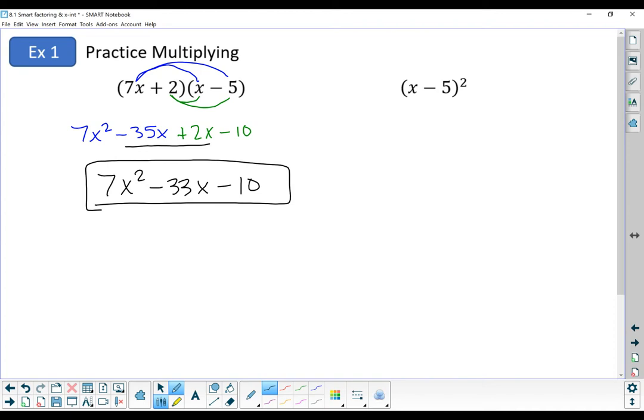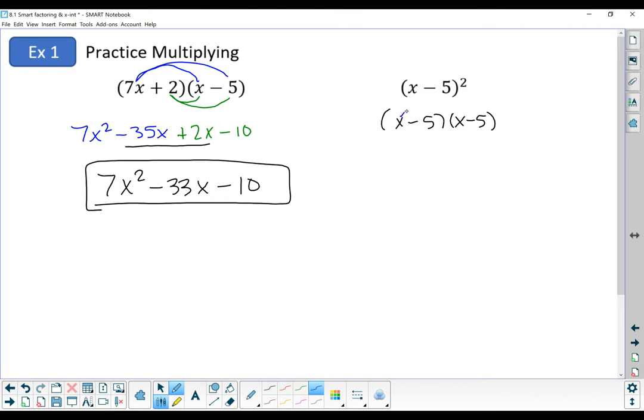So x minus 5 squared, remember that squaring does not distribute. We can't distribute powers. Squaring is telling us that we need to take that x minus 5 and multiply it by itself. So this is x minus 5 multiplied by x minus 5. So it's really the same sort of problem as the one we just did.